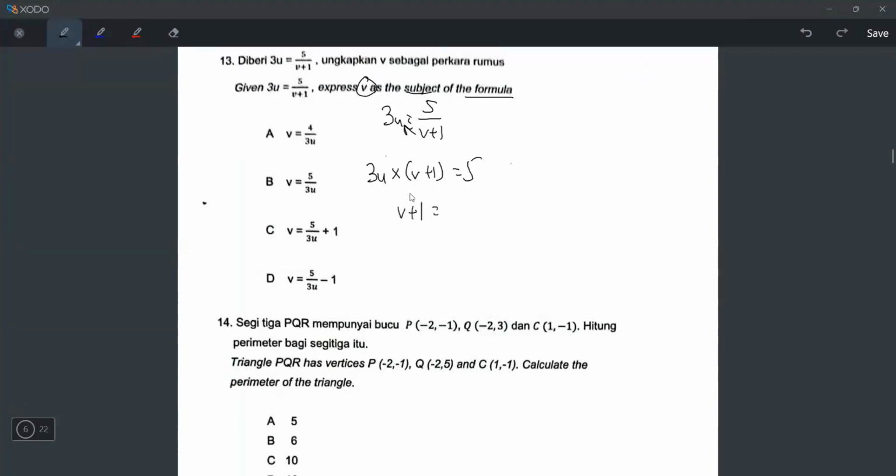So v plus 1, can you see this is a times relation? So it becomes divide. So it becomes 5 divide 3u. Okay? And v equals to what? 5 over 3u, plus 1 becomes minus 1. That's the answer. So the answer is D.